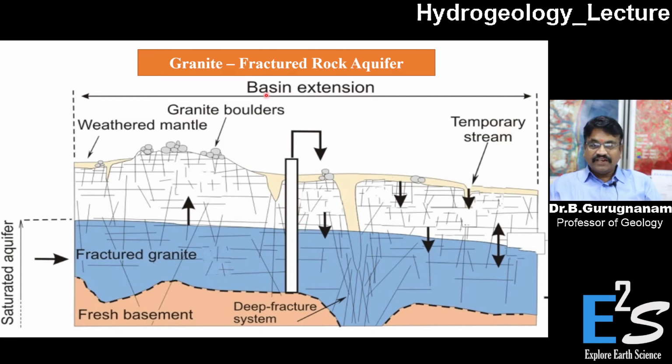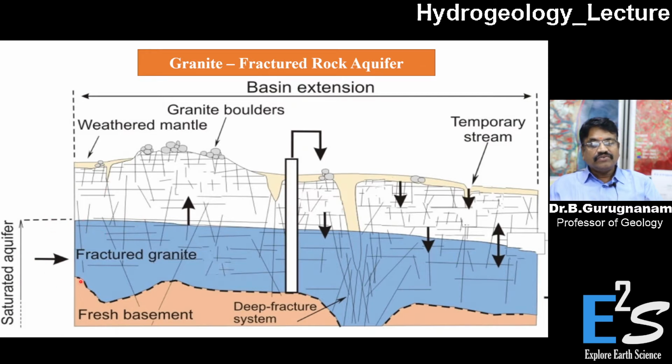So in granite and fractured aquifer rock, see what will happen. This is the fractured mantle area, and you make a bore well and then see. This is a temporary stream, which is a granite boulder. You have a number of cracks, a number of fractures, interconnected with each other. Slowly, the water will move down through these and then reach the water table.